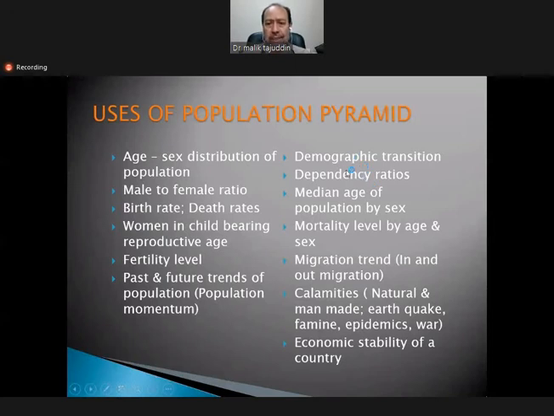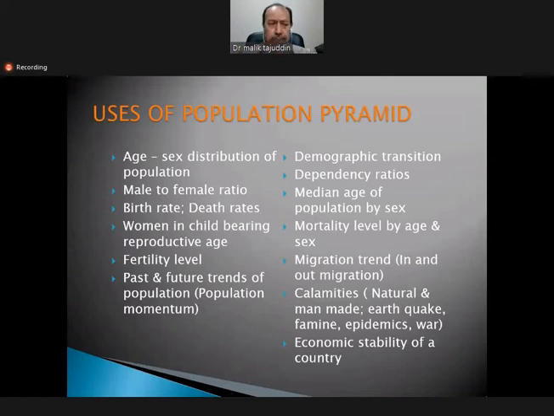Then the dependency ratio. We may find out the dependency ratio. What is the dependency ratio? Dependency ratio means how many people are dependent on the population who are earning. So that means how many people in the family are not earning and how many are earning.